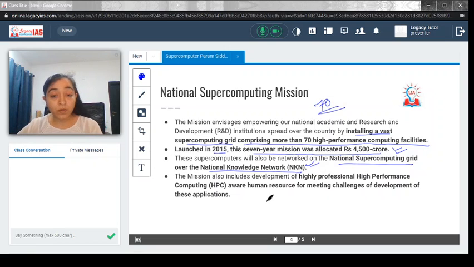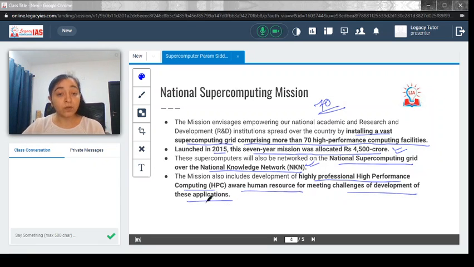The mission also includes development of highly professional, high-performance computing aware human resource for meeting challenges of development of these applications. So for developing these computers or for developing programs over that, you also need human resource. The people should also be trained in order to work on these kinds of supercomputers or to make them work for different kinds of applications. So the training component is also part of the National Supercomputing Mission.